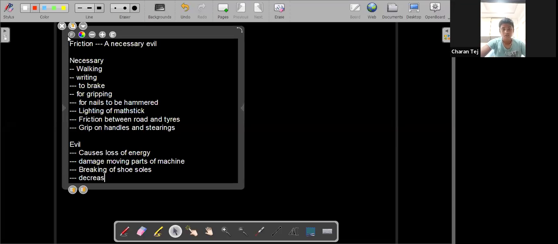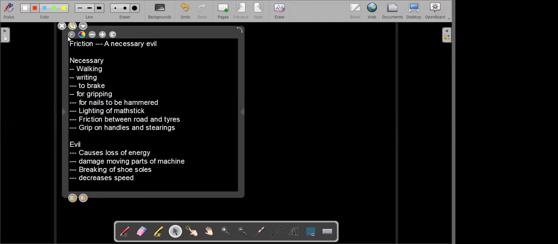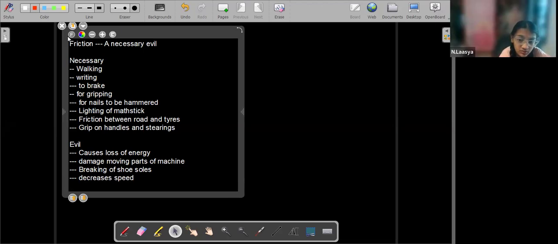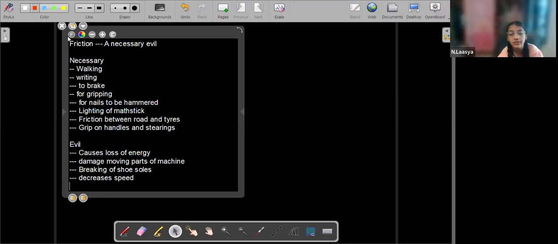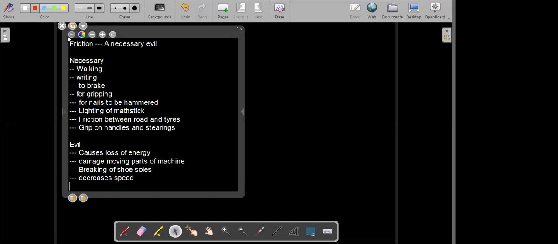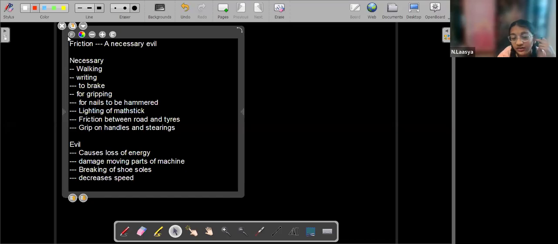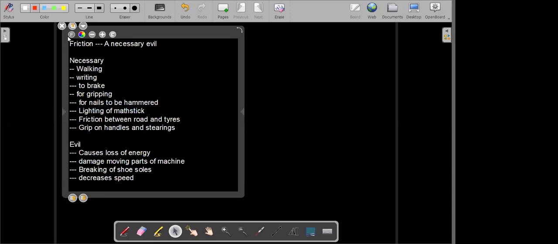Sir, accidents. I don't think that there are accidents due to friction. They say due to increase of friction there is mostly skid. If you skid off, it's because there is less friction. Because of sudden brakes it happens, sir. Suddenly when we apply brakes, the friction will be pumping us more.